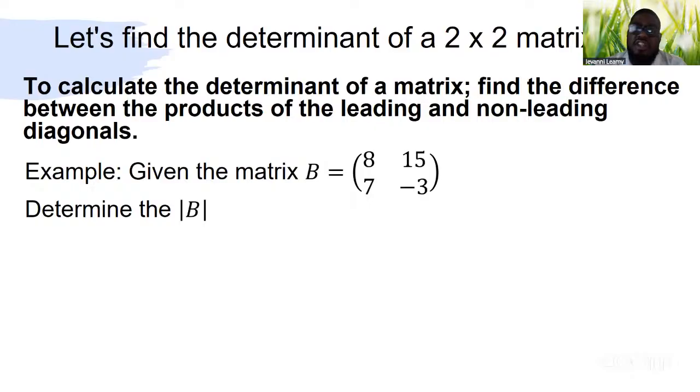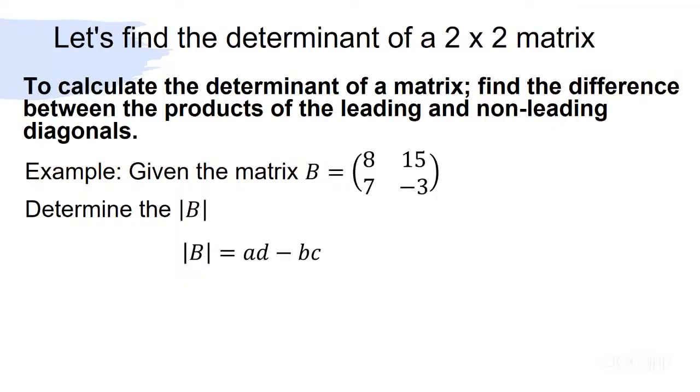8 and -3. So we multiply those values. What is 8 multiplied by -3? What does that give us? -24. All right, good. What about BC? The product BC is what we call the non-leading diagonal. So what do we multiply and what is our value? When we multiply the non-leading diagonal elements, what do we get?